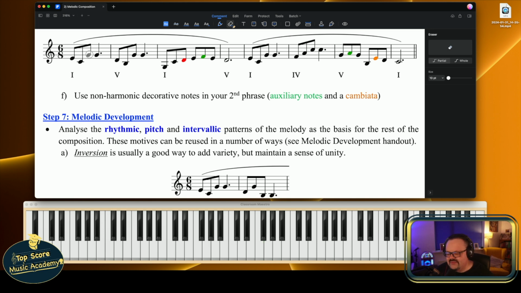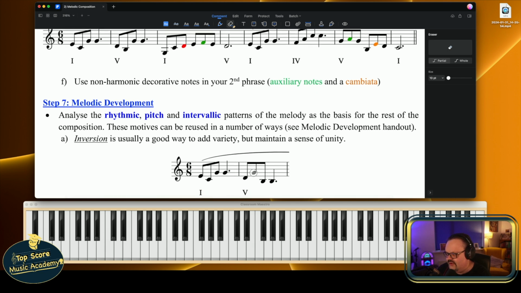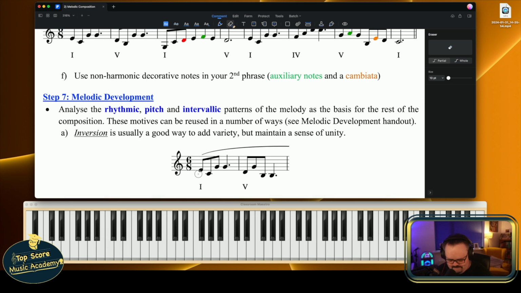But what happens if we introduce some inversion? So the melody doesn't go down a third and then up. Here it's going to go up and then down. So the same notes are going to be used, just in a slightly different order. And it creates this sort of feeling of inversion, that we've sort of turned everything upside down. Could be another way of doing it.